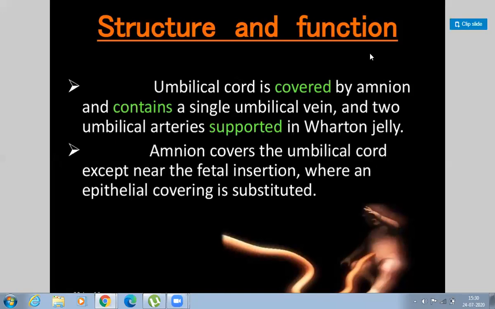And as we know, normally any vein carries deoxygenated blood, except two, that is the umbilical vein and the pulmonary vein, which carry oxygenated blood. And arteries carry oxygenated blood, except the umbilical arteries and the pulmonary arteries, which carry deoxygenated blood. And all these things are covered by the water jelly. Amnion covers the umbilical cord except near the fetal insertion, where an epithelial covering is substituted.